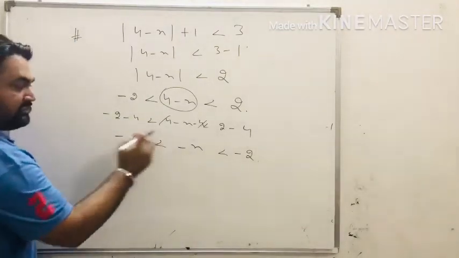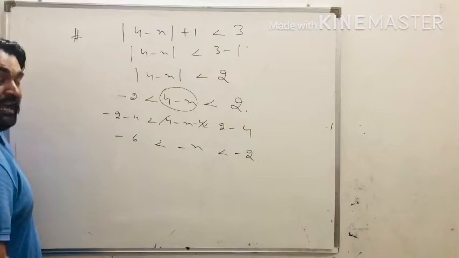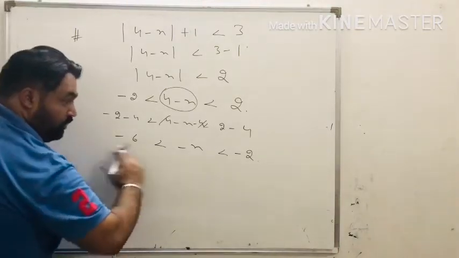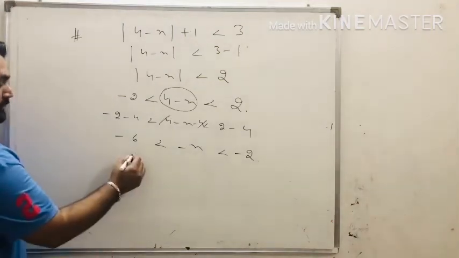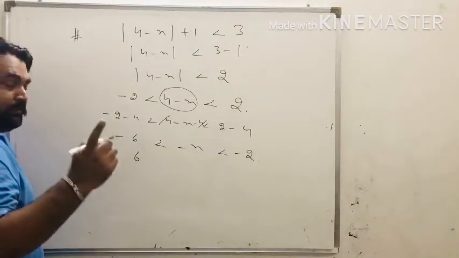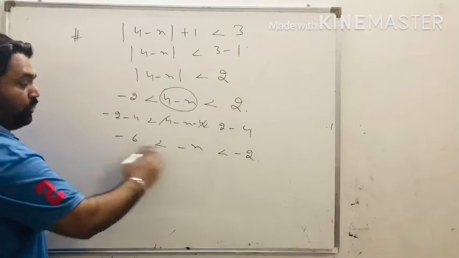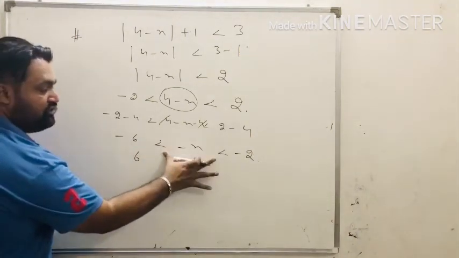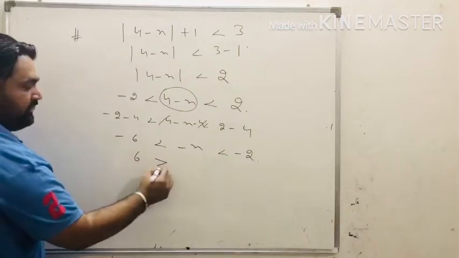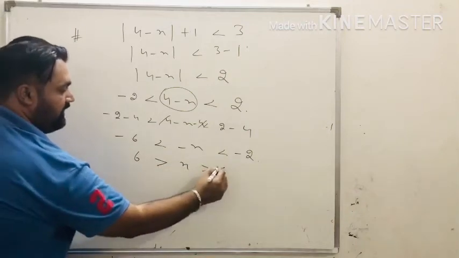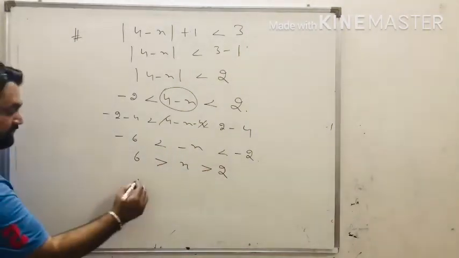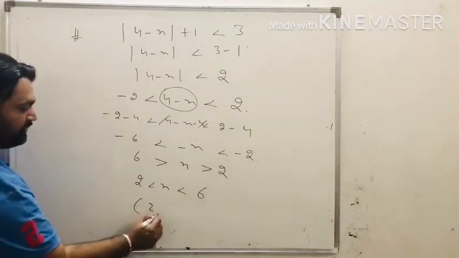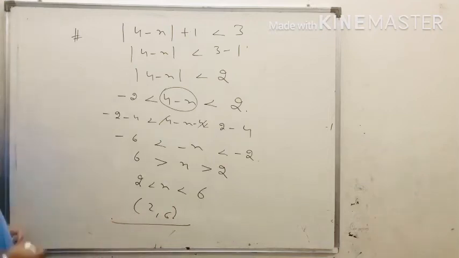Now again the sign is minus. We have to eliminate this sign by dividing all the 3 intervals by minus. So this becomes 6. But one thing to remember, when we divide the whole equation by minus, the center sign changes. So this becomes 6 greater than x greater than 2. It means 2 less than x less than 6. So the interval is 2 to 6.